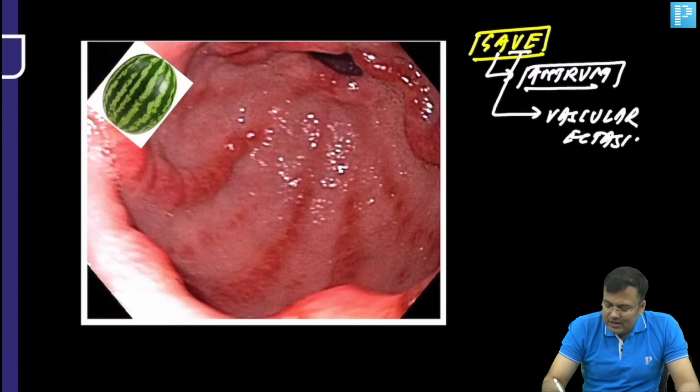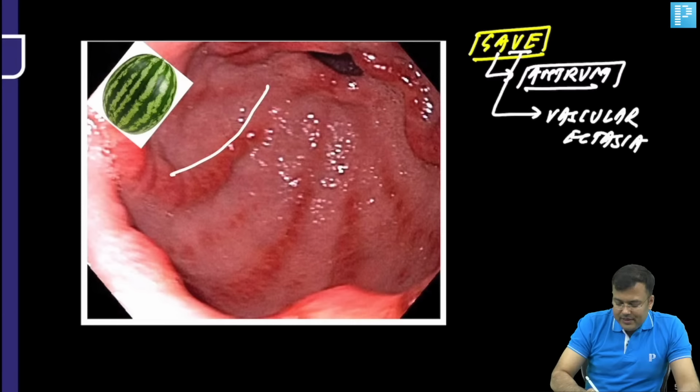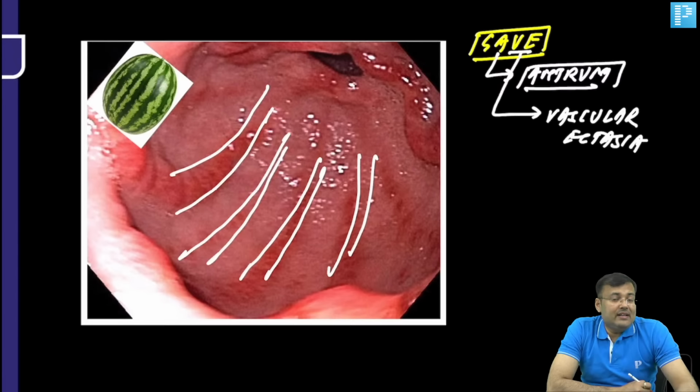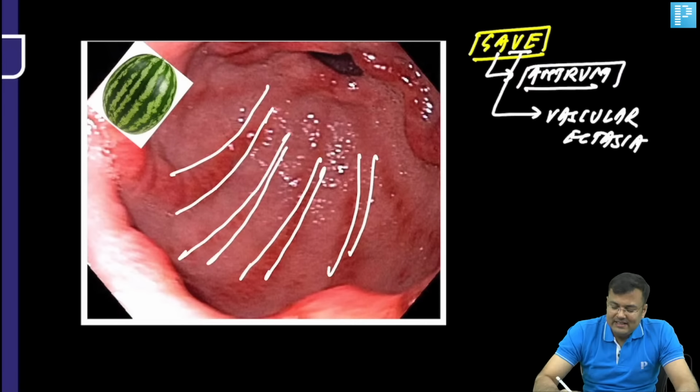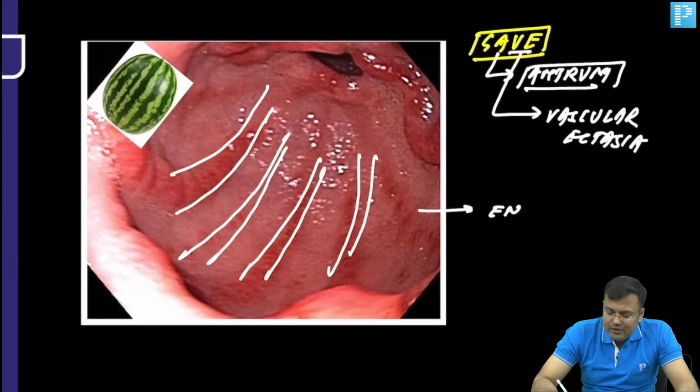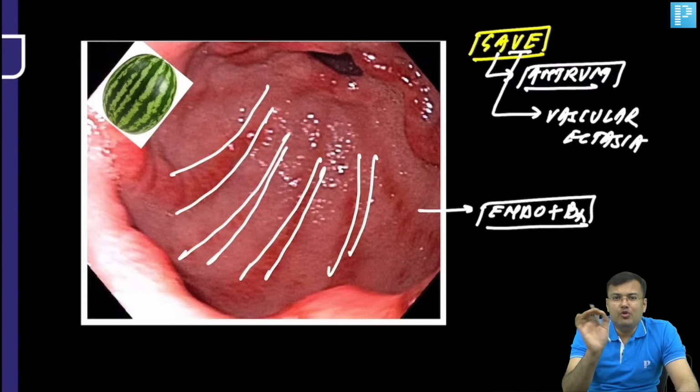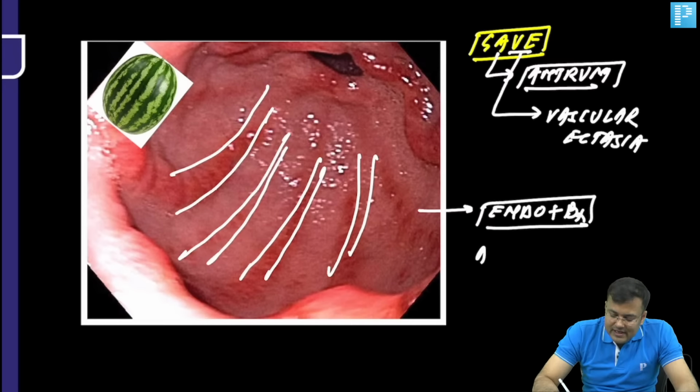Why is it known as watermelon? Because if you perform endoscopy, you can notice this kind of parallel stripes of vessels near the antrum. On biopsy, there should be vascular ectasia. So, the investigation of choice is endoscopy plus biopsy, and all of you know the treatment. Treatment is argon plasma coagulation. What you do is obliterate these vessels. So, it is APC, argon plasma coagulation.